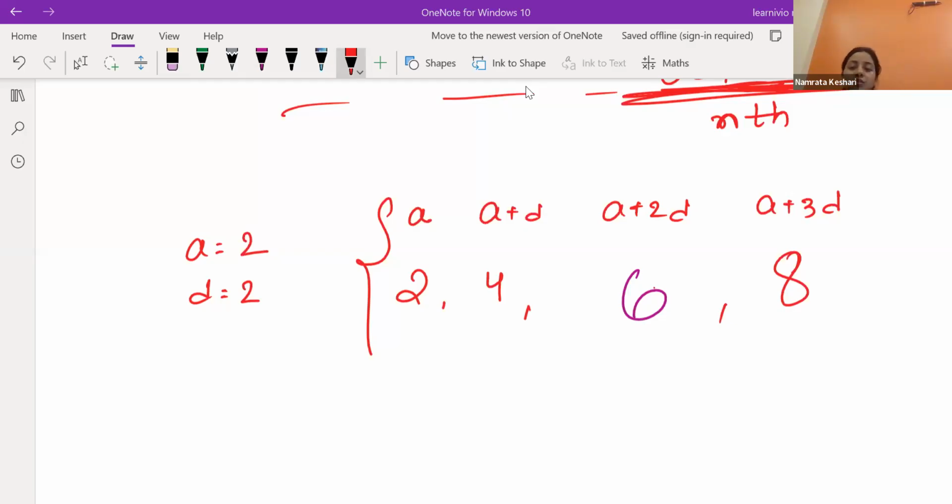Bharti, no worries. Can you see we are creating the AP when A and D are known? Yes, ma'am. It is an AP, right? 2, 4, 6, 8, it is in AP. Here the first term is 2 and the common difference is 2. Are you getting it? Okay, let's move on and solve questions from the exercise now.